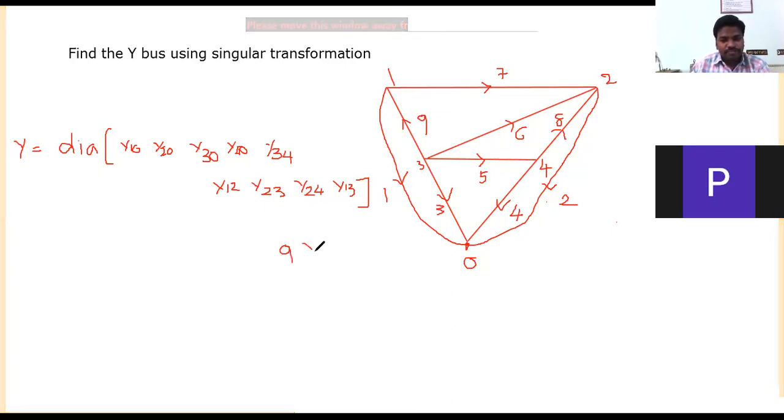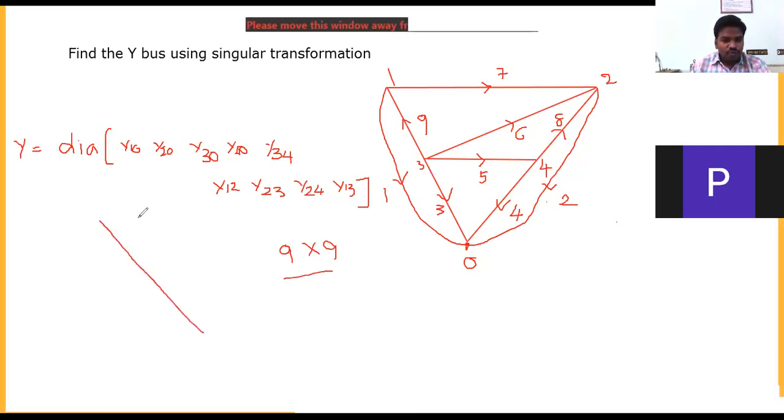Nine by 9. Size of the admittance that VRD is given. So 9 by 9 means all the diagonal elements have been given, and all the remaining elements are zeros, 9 by 9. That is also very, very important. Okay.